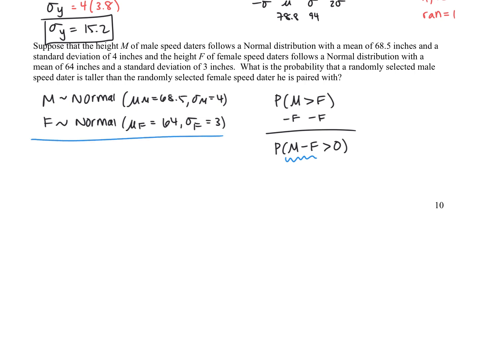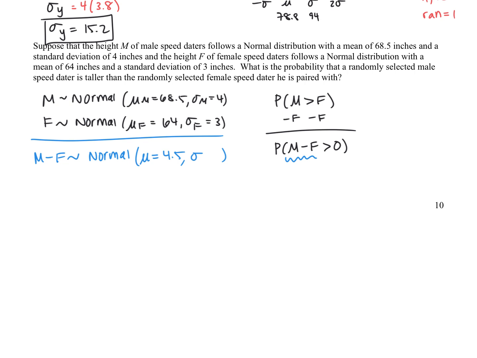So if we look at m subtract f, if m is normal, if f is normal, when we subtract them, we're still going to have a normal distribution. The mean is exactly what you think it would be. We're just going to subtract. So 68.5 subtract 64 would give us a mean of 4.5. The standard deviation is not what you would think it would be, though. So most people would just go, oh, I'm going to take 4, subtract 3. That's not the case, though.